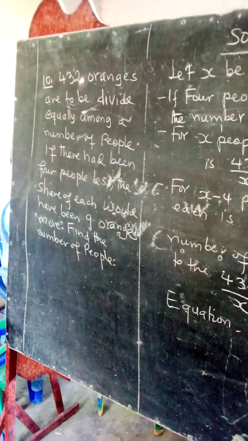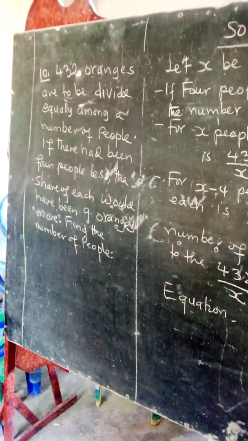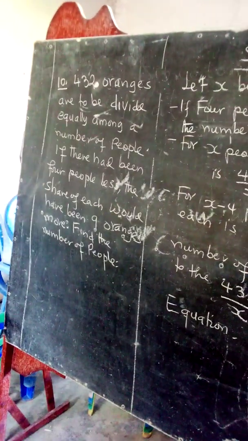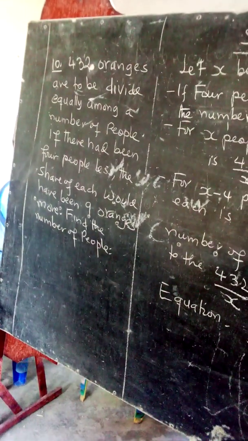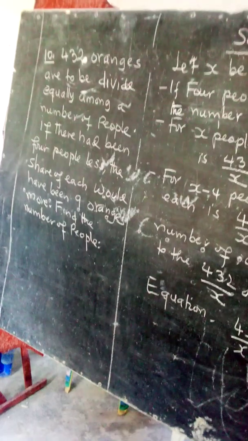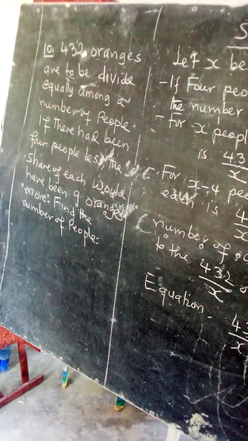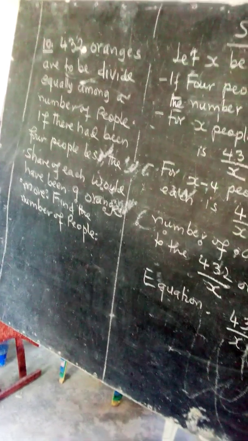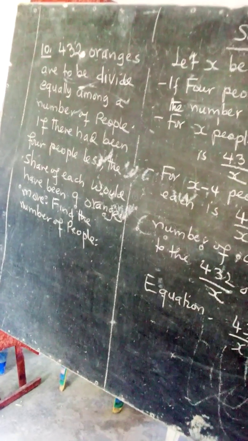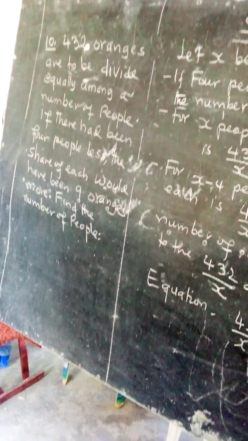We have some of the questions which are posted. Now, because of the time, I'm going to do one of them. The question is: 432 oranges are to be divided equally among a number of people. If there had been 4 people less, the share of each would have been 9 oranges more. Find the number of people.